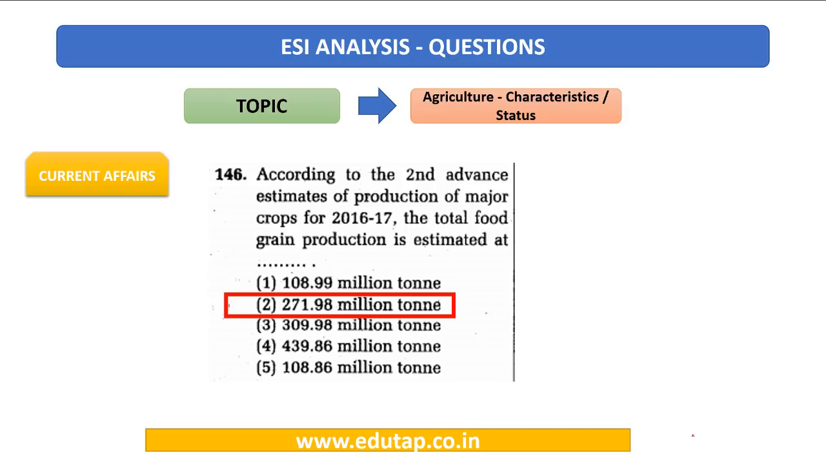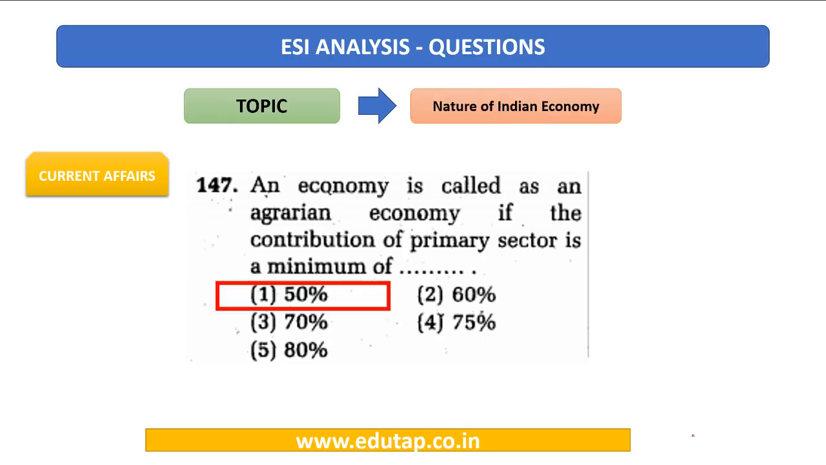Next question, according to the second advanced estimates of production of major crops for 2016-17, the total food grain production is estimated at how much? Now, the answer to this question is 271.98 million tons. Now, friends, this particular question can be linked to the agriculture characteristic status topic. It comes in the broader category of current affairs because the estimates obviously keep changing and the value also keeps changing. This question can also be found in the Ministry of Agriculture's annual report that they release, right? So you need to be aware of the latest estimates that are released by the Ministry of Agriculture.